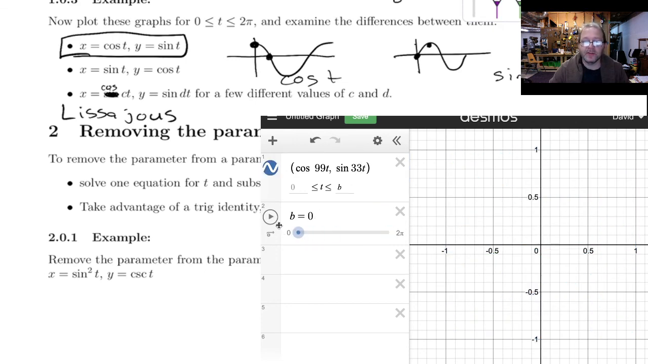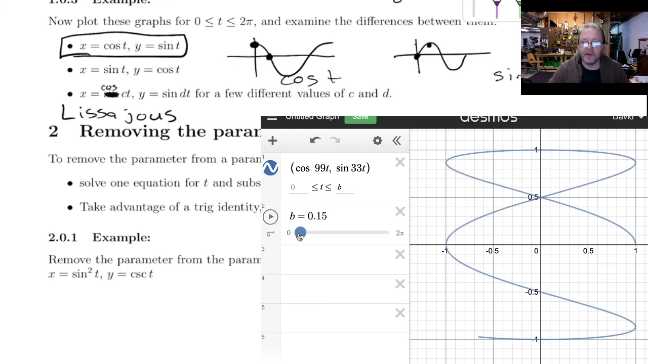Now, if I try to draw this, notice every time I go through just a little bit, I only have to go a very short way to get the whole thing.